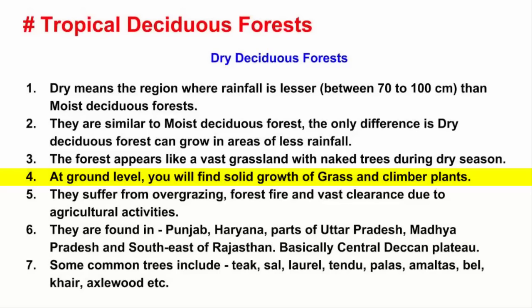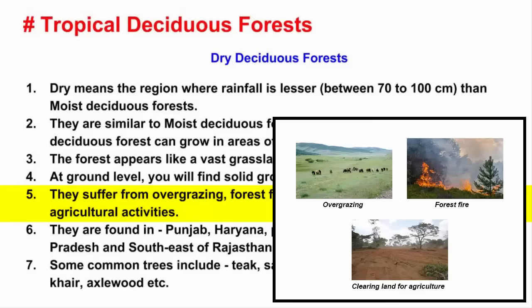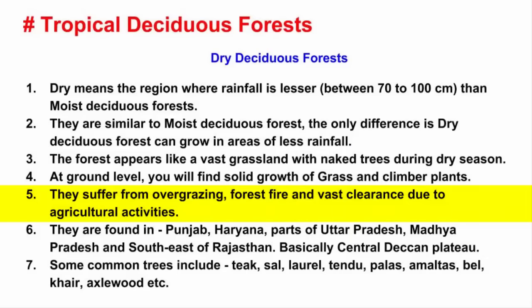Why? Because here the trees hardly have any leaves, so enough sunlight reaches the ground to permit the growth of grass and climber plants. Now that you know these forests have a good growth of grass and climber plants, these forests have suffered from overgrazing, forest fire, and a large portion of these forests have been cleared for agricultural purposes.